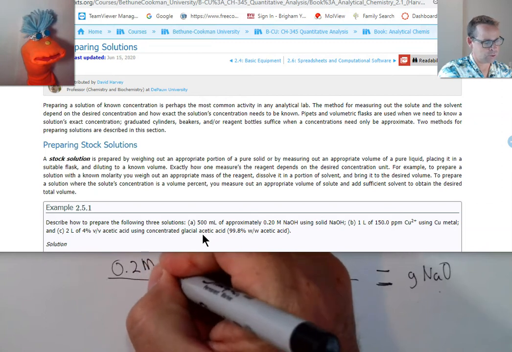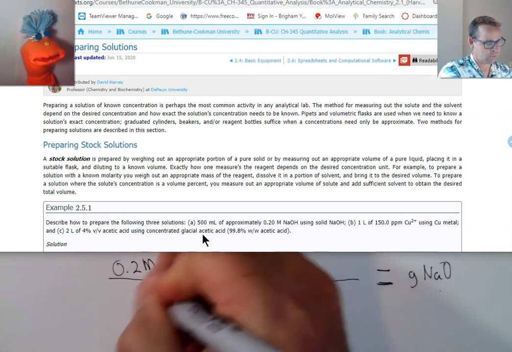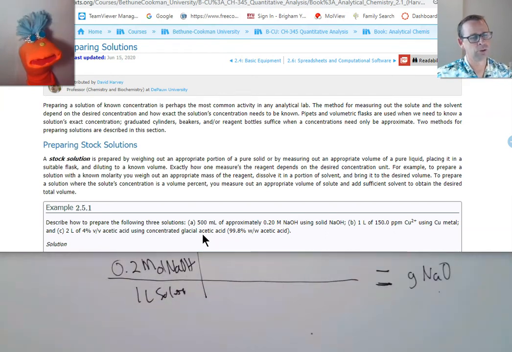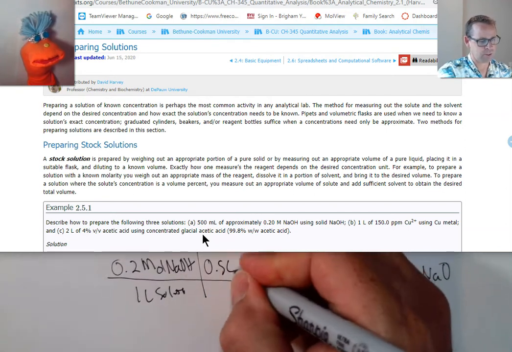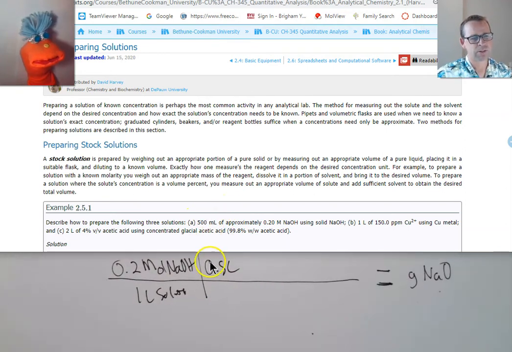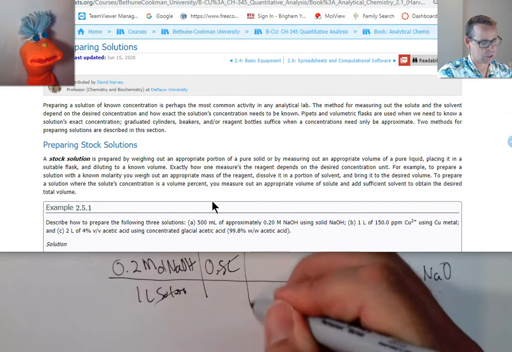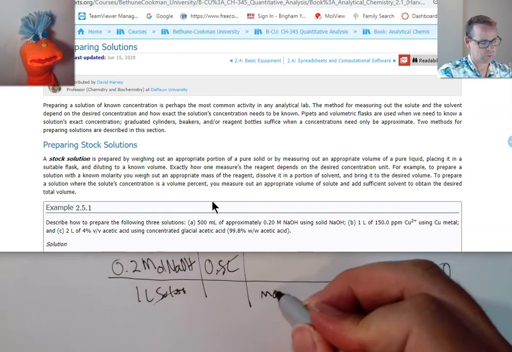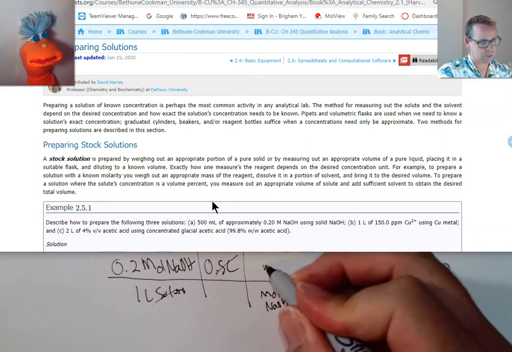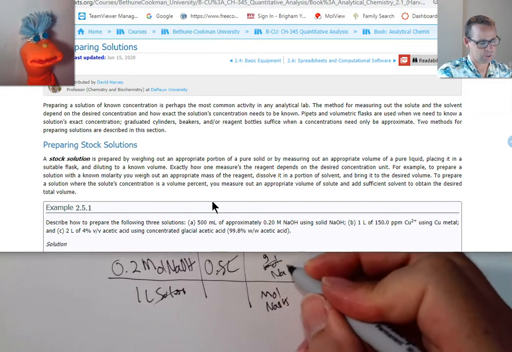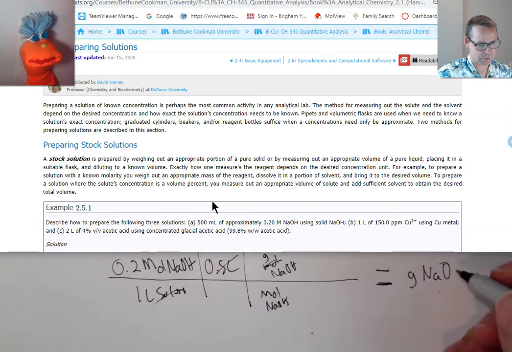0.2 moles of sodium hydroxide for every 1 liter of solution, like that? Yeah. And then you can get rid of liters. You're making 0.5 liters. All right, 0.5 liters. I converted that 500 mL to liters in my head, right? Yeah. Okay, 0.5 liters. And so liters of solution is gone. I'm in moles of sodium hydroxide, and I need to go to grams of sodium hydroxide.